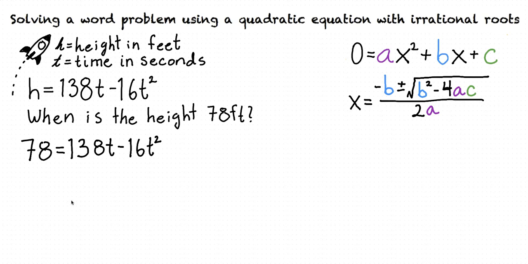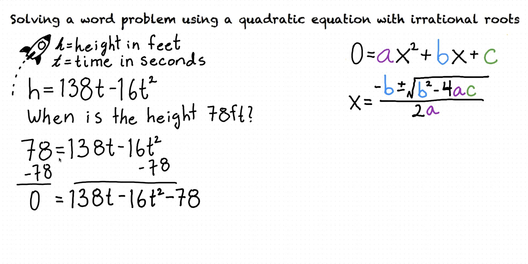So now we can use the quadratic formula? Well, first we need to write this in standard form. The quadratic formula only applies if our equation is set equal to 0, like we discussed at the beginning. Could we subtract 78 from both sides to make that true? Right. We can subtract 78 from both sides of our equation so that now it looks like 0 equals 138t minus 16t squared minus 78.